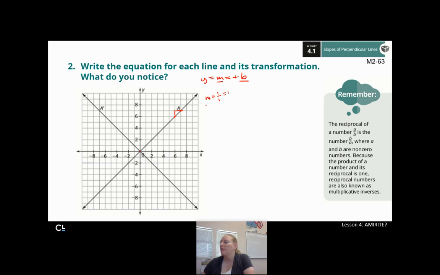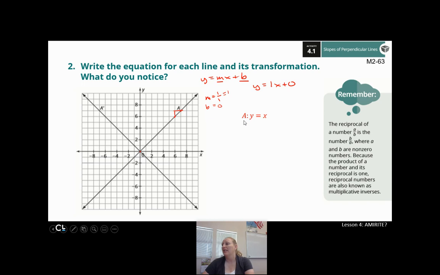So this means that my y-intercept is, of course, 0. So I have y = 1x + 0. But that looks really weird. I don't usually write plus 0 on things, and I certainly don't need the 1 out in front. 1x is just x.